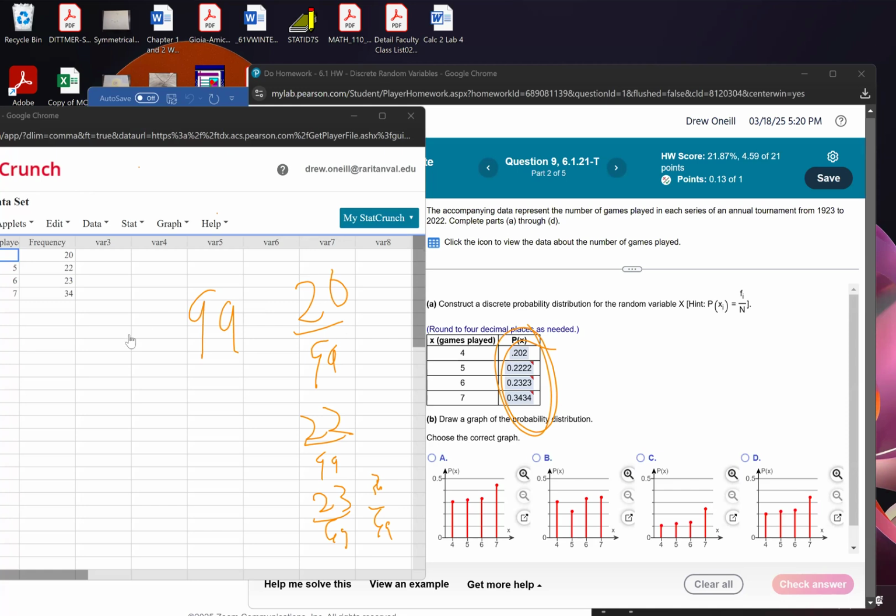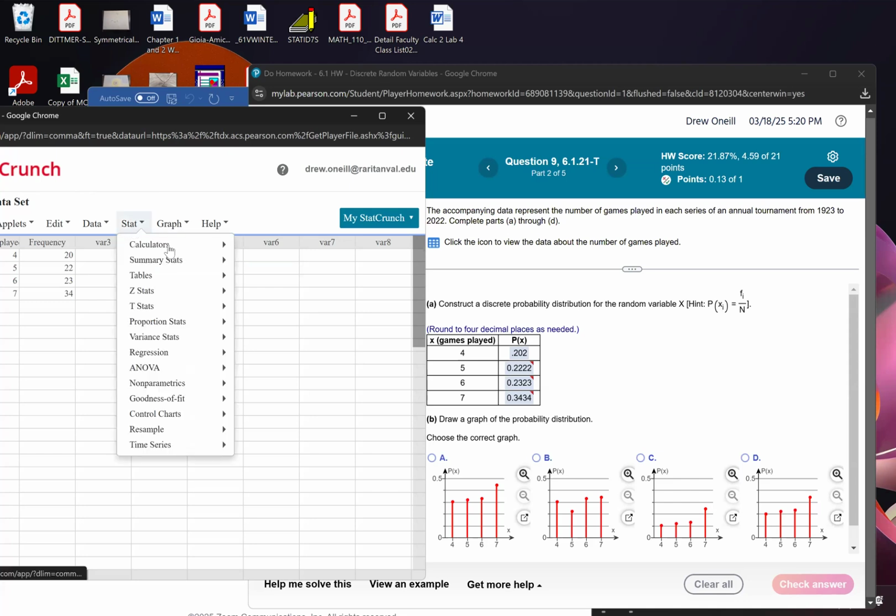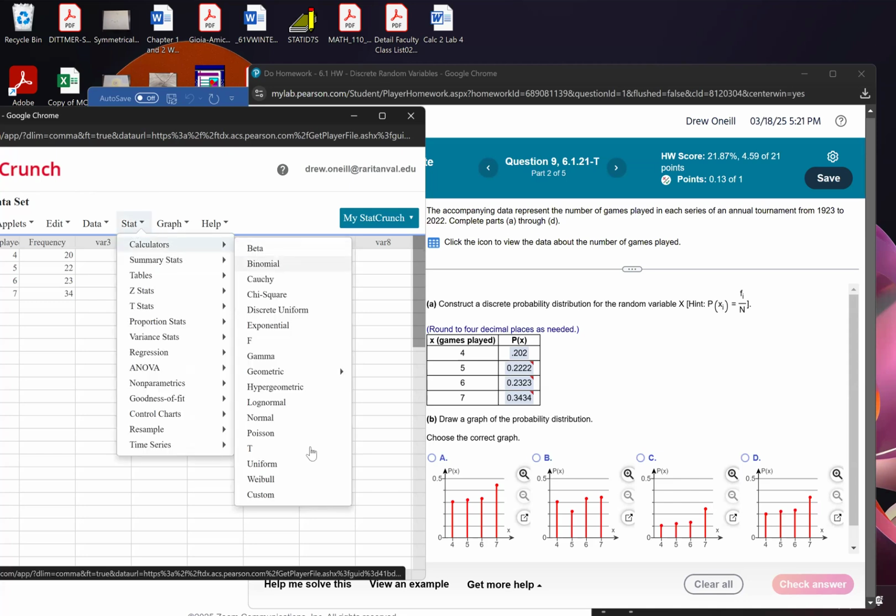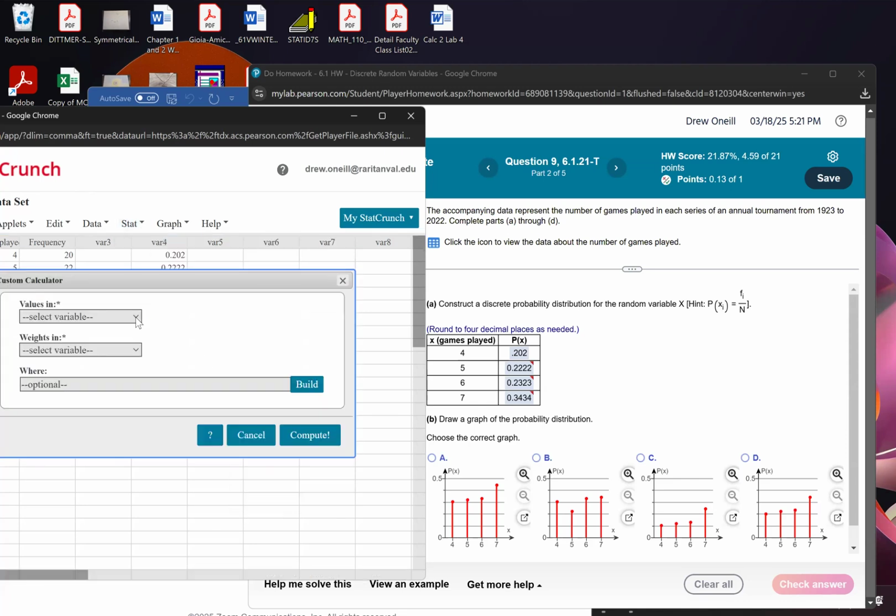Now, my advice would be, once you have that, come back into StatCrunch and enter each one. So I'd enter 0.202, 0.2222, 0.2323, 0.3434, and then I'm going to do the same exact calculation if it asks me for the mean and standard deviation. So I'll go Stat, Calculators, Custom. My values are games played. My weights are in var4 now, and then I compute.